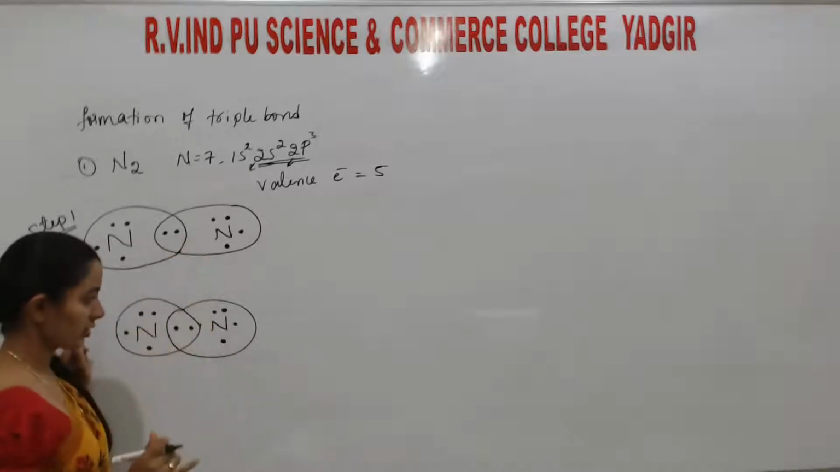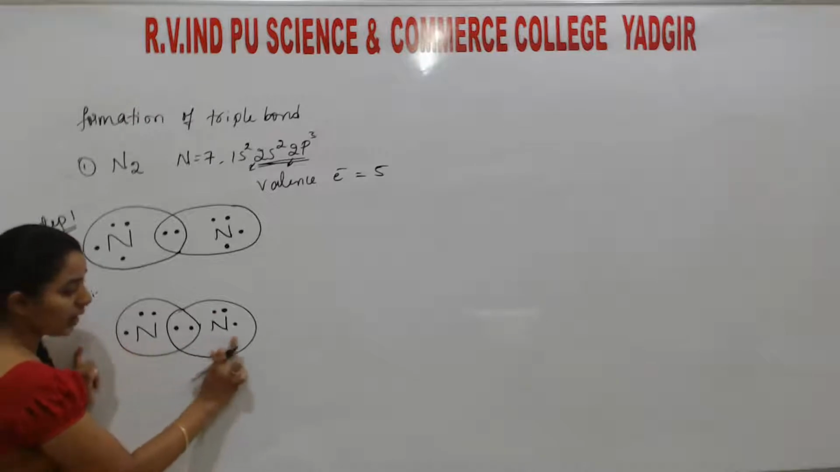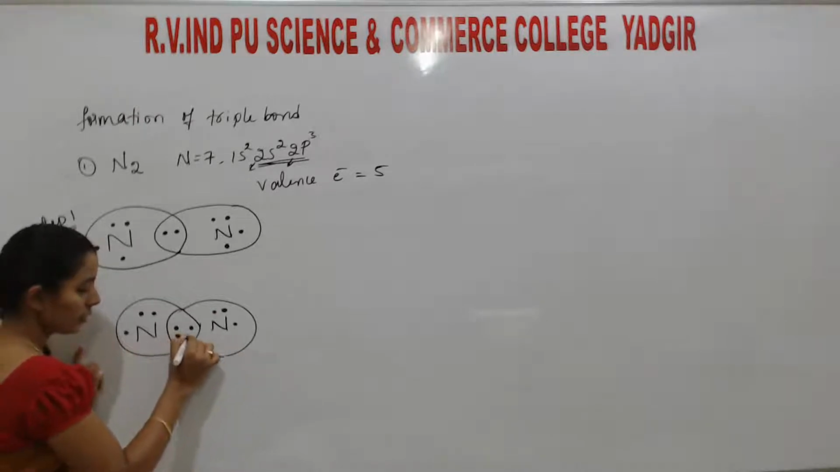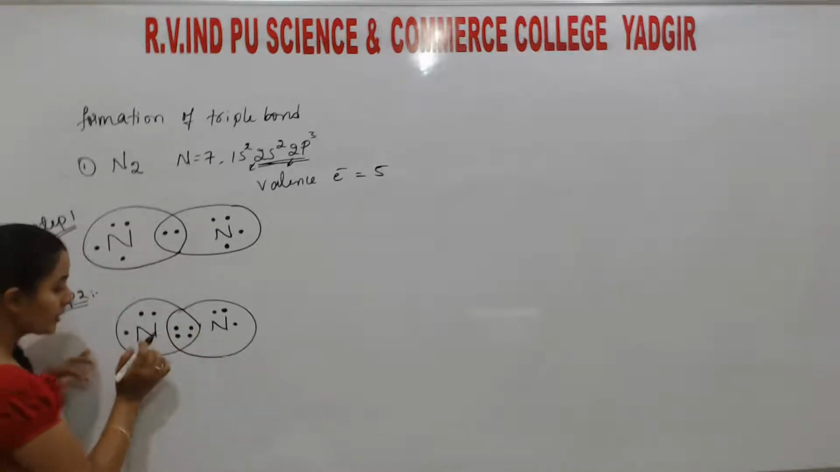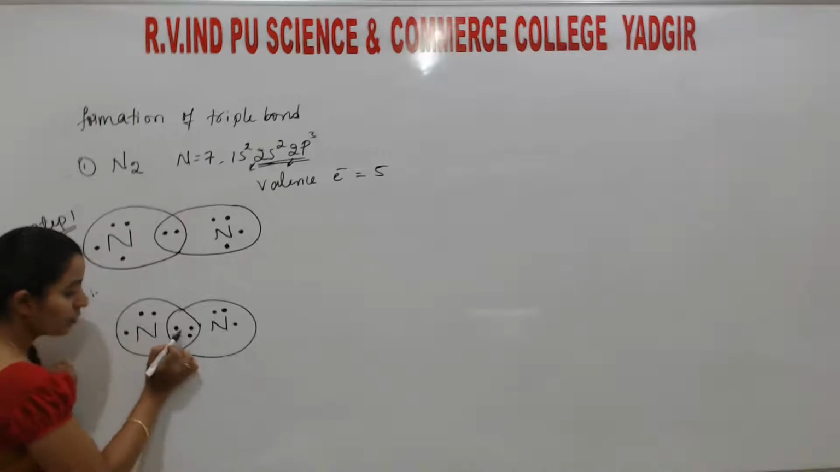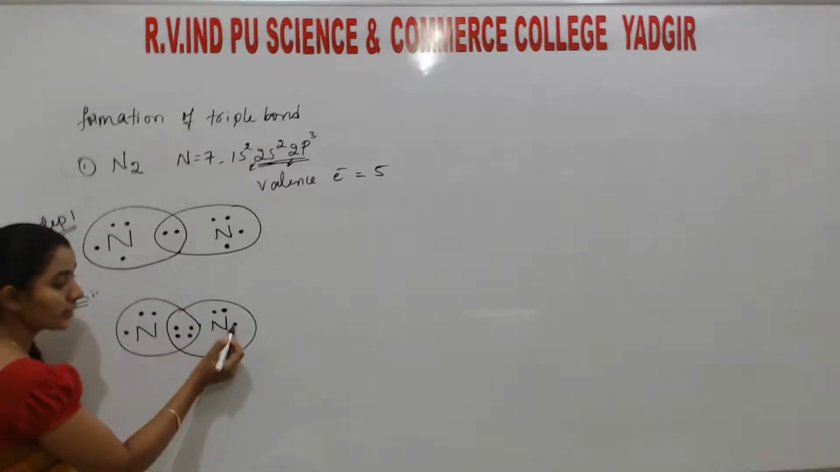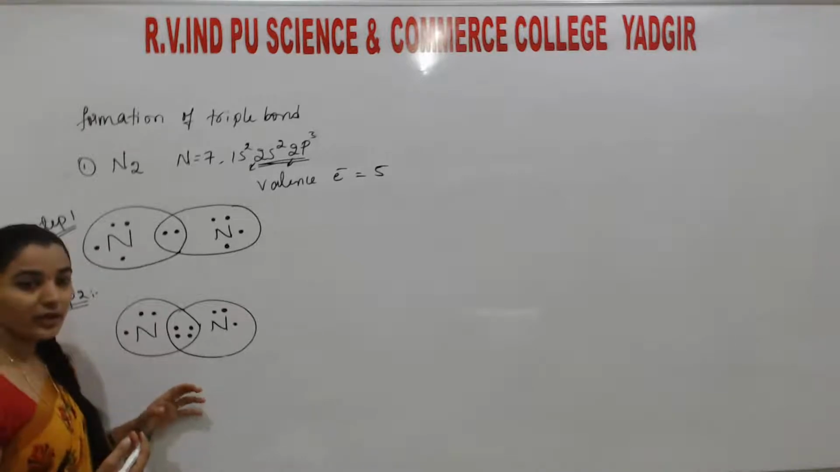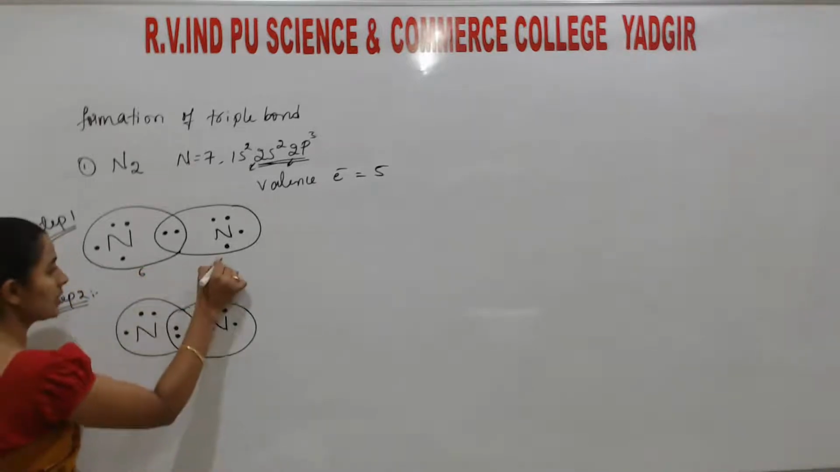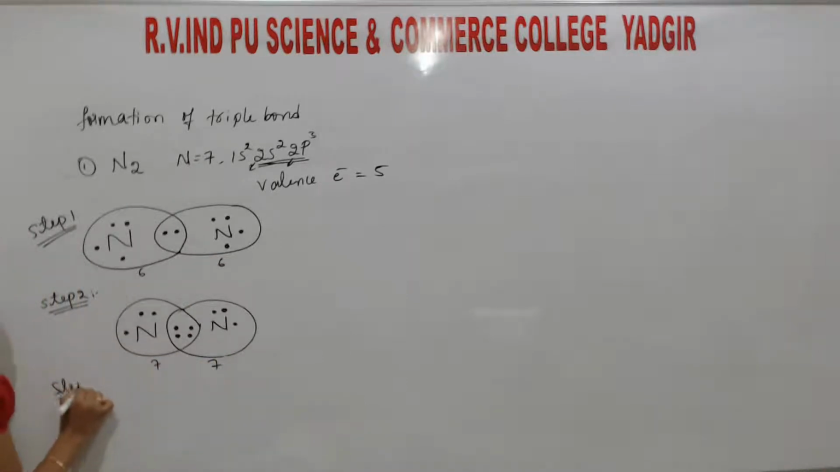Now this is the exact structure. Again, one electron from this nitrogen and another electron from this nitrogen together form a double bond. Now count the number of electrons: 1, 2, 3, 4, 5, 6, 7. Here also 1, 2, 3, 4, 5, 6, 7. So even after double bond formation, they couldn't satisfy the 8 electron system. Here it was 6, 6, now it is 7, 7. Next we need to form another bond. Step 3, formation of the third bond.